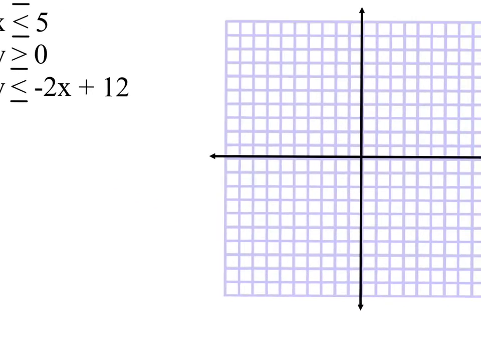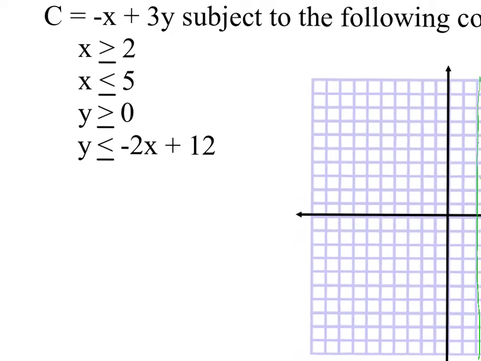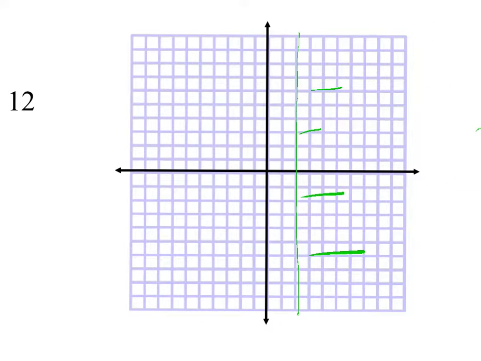I have x is greater than or equal to 2. So I find 2, and since it's greater than or equal to, I'm going to draw my solid line, and it goes this way. And then I go to my next one, x is less than or equal to 5. So I'm just going to stay in green there, 2, 3, 4, 5. So I've got another vertical line, and it says it's less than or equal to, so it's going to be somewhere in between these two green lines.